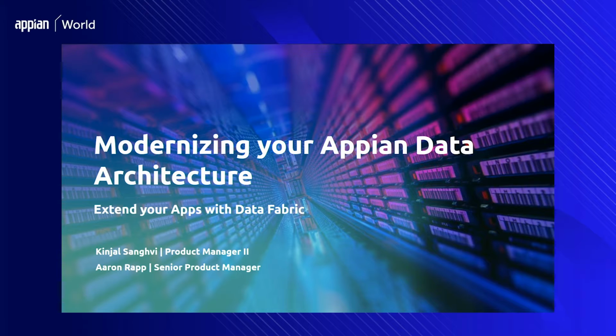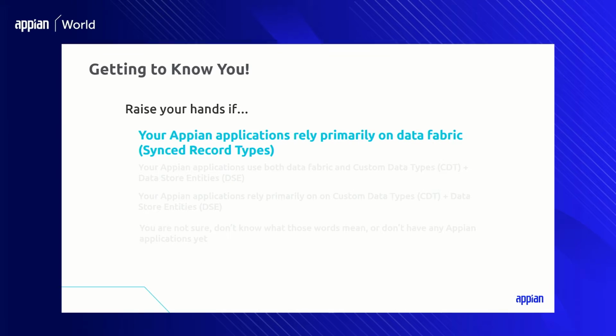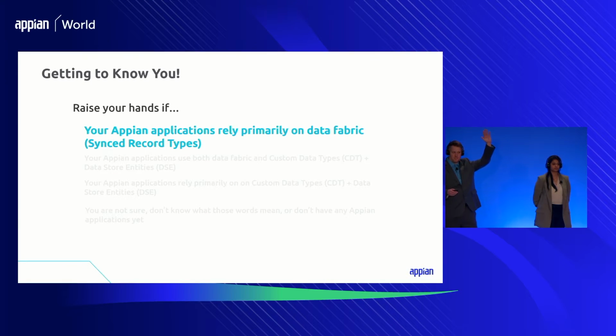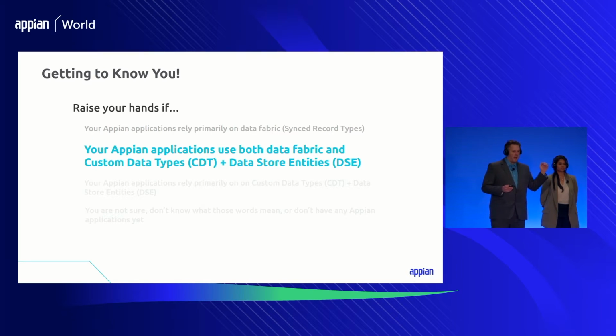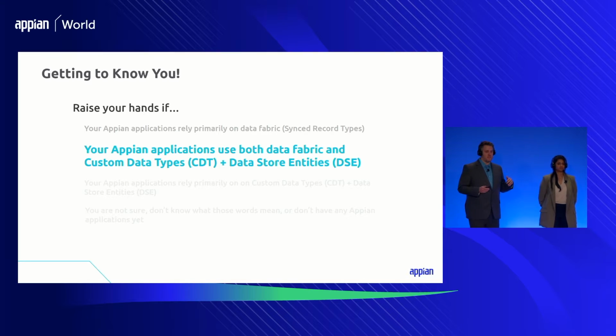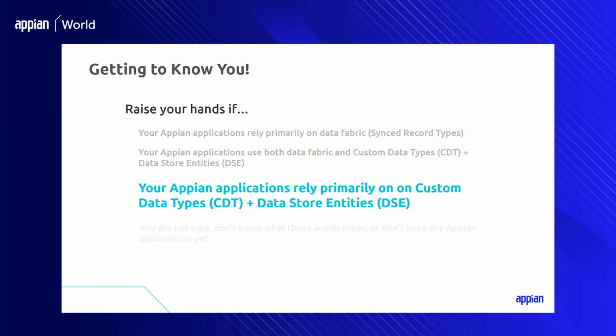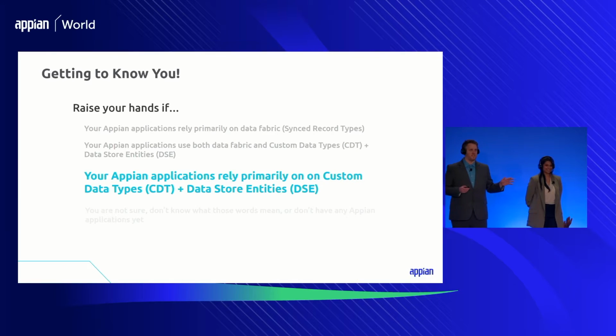Now, before we really get going, I just want to get a quick sense of the audience. So if we can just do a show of hands, how many of you guys rely primarily on Data Fabric already or synced record types in your applications? Okay, a few people. All right. Now, what about a blend with folks that use both Data Fabric and the older custom data types and data store entities? A few people, okay. All right, anybody whose Appian applications rely entirely on custom data types and data store entities? All right, excellent, good. I'm loving to see the mix.